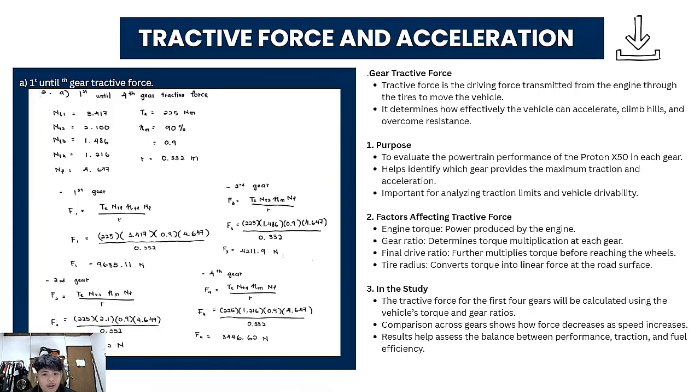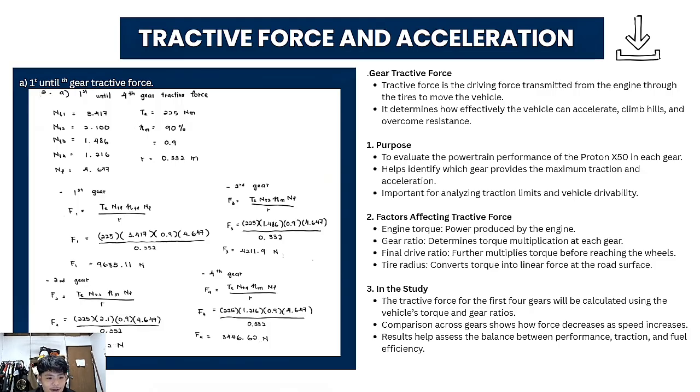For question A, the question asks us to find the first until fourth gear tractive force. From the vehicle data, we have the ratio of the first gear until the fourth gear, the final gear ratio, the TE, the NM, and the radius of the wheel. To find the tractive force, the formula that we use is F equals TE times NTF times NF per R.